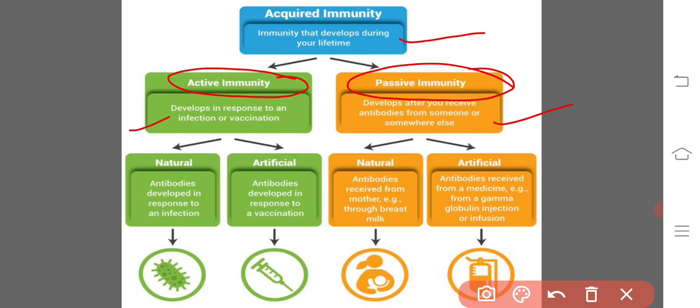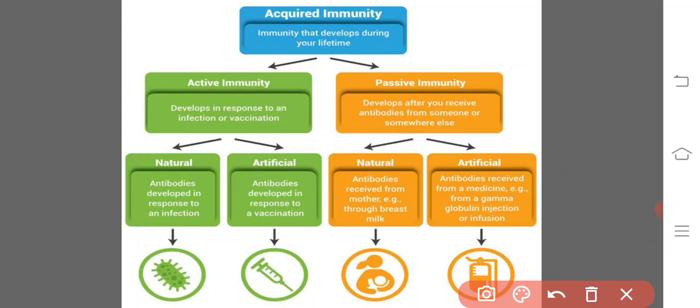So the best example for the natural active acquired immunity is antibodies developed in response to an infection, whereas artificial active acquired immunity is antibodies developed in response to vaccination. Natural passive acquired immunity is antibodies received from the mother, for example through the breast milk, and artificial passive acquired immunity is antibodies received from a medicine, for example from the gamma globulin injection or from an infusion. So, this is all about the acquired immunity.